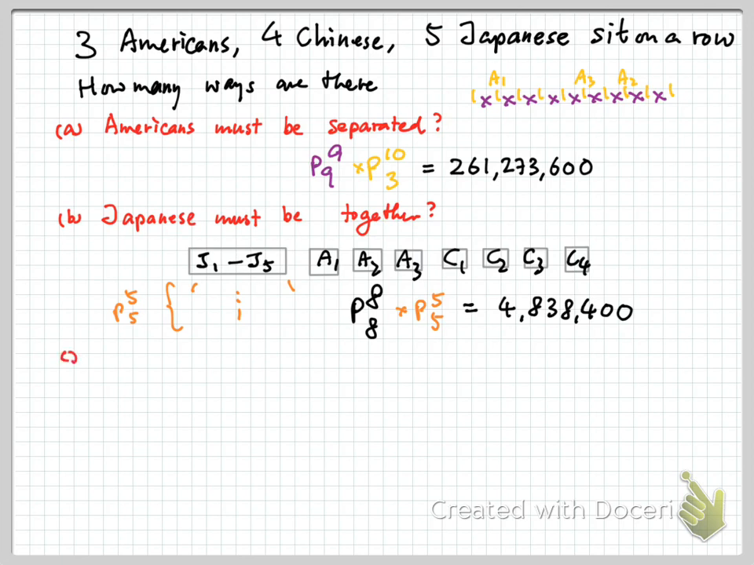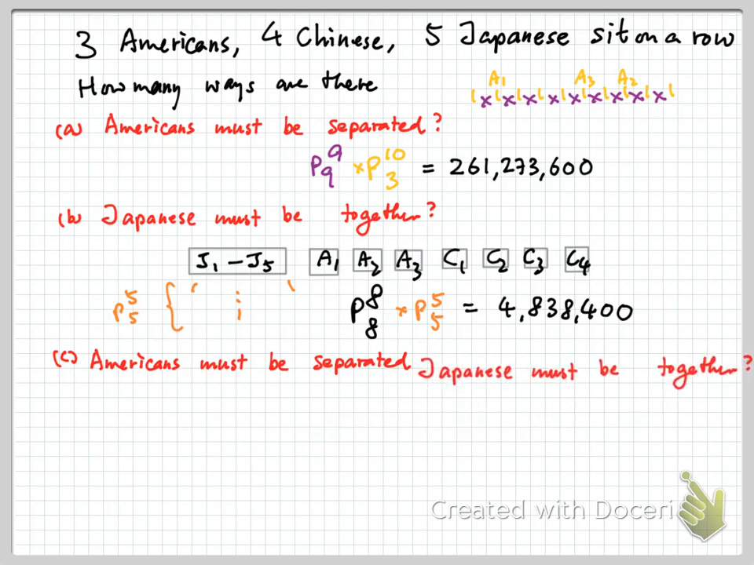But now the new thing in this example is, what if we combine them together? What if the Americans must be separated and the Japanese must be together? We have 2 requirements put together. On one hand, the Americans must be separated. On the other hand, the Japanese must be together. So how many ways can we do that? Obviously, it is not the addition of the 2 answers. It should be smaller than the previous 2 answers, come to think about that. Right, and I forgot the "and", very important.